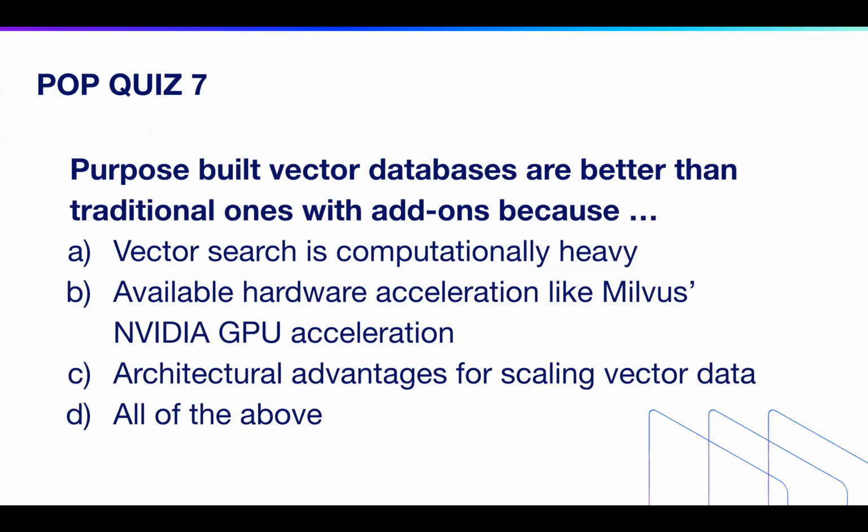Pop quiz number 7. Purpose-built vector databases are better than traditional ones with add-ons because A, vector search is computationally heavy. B, available hardware acceleration like Milvus's NVIDIA GPU acceleration. Yeah, we have NVIDIA GPU acceleration, I forgot to mention, sorry. And then C, architectural advantages for scaling vector data, or D, all of the above. I think I saw someone, the guy with the gray shirt with the glasses. D. Oh yeah, you're totally right, it is D. Cool. Next one.